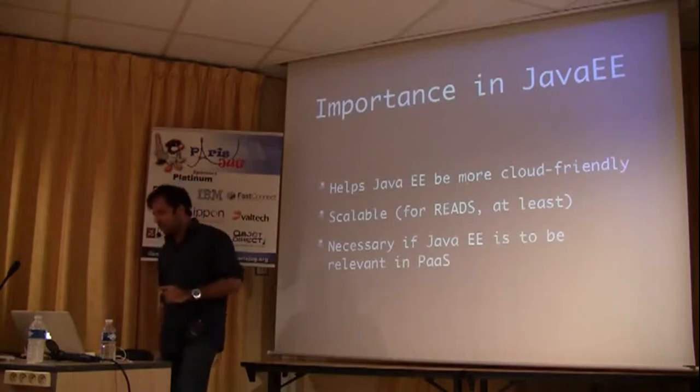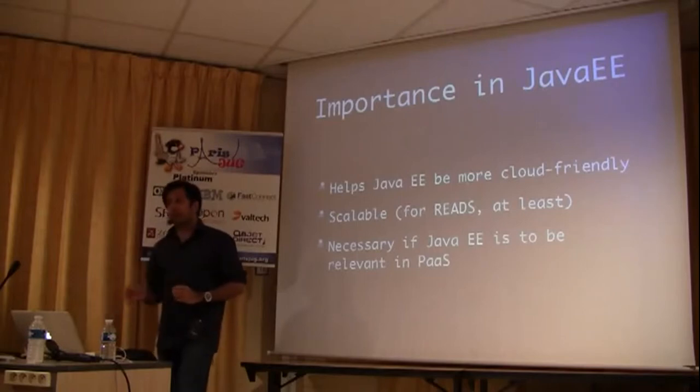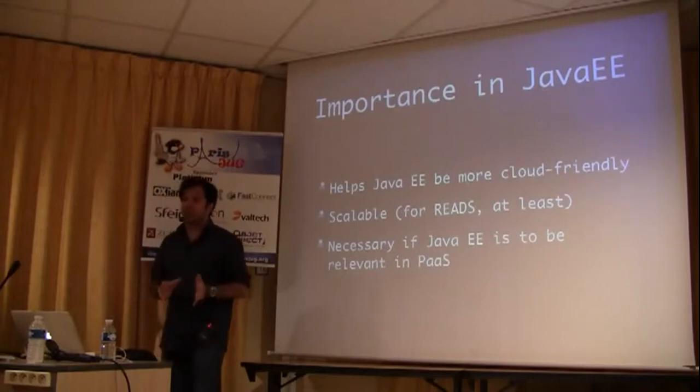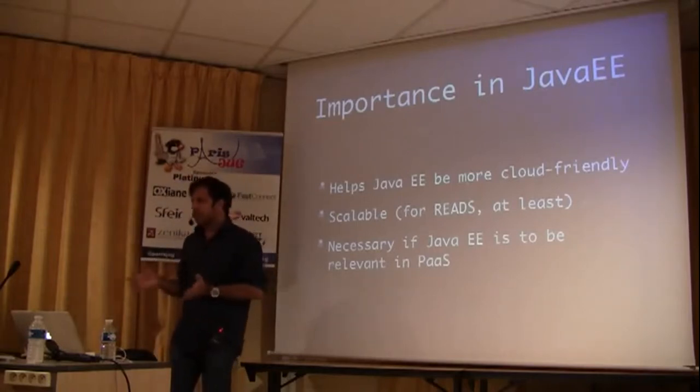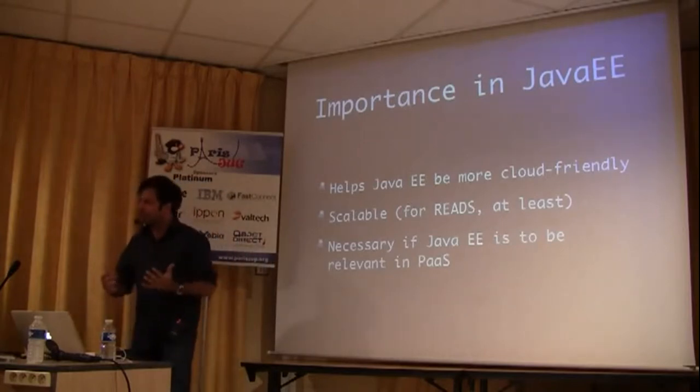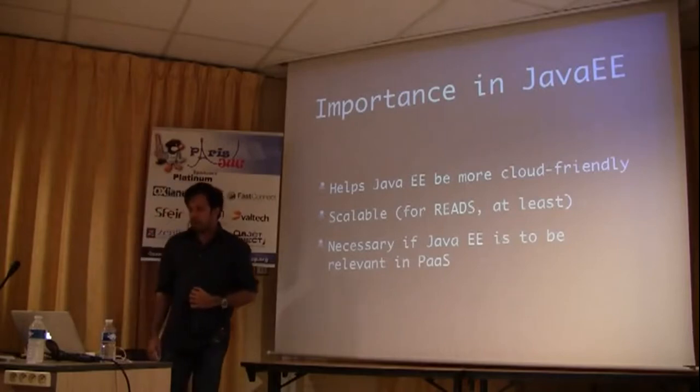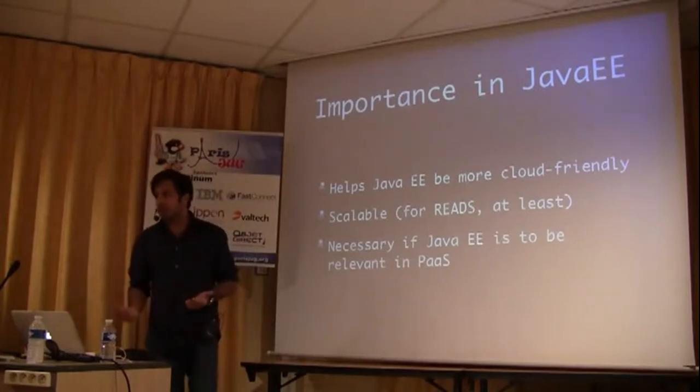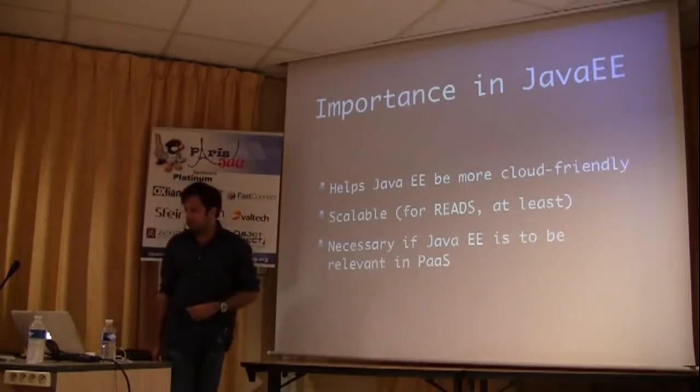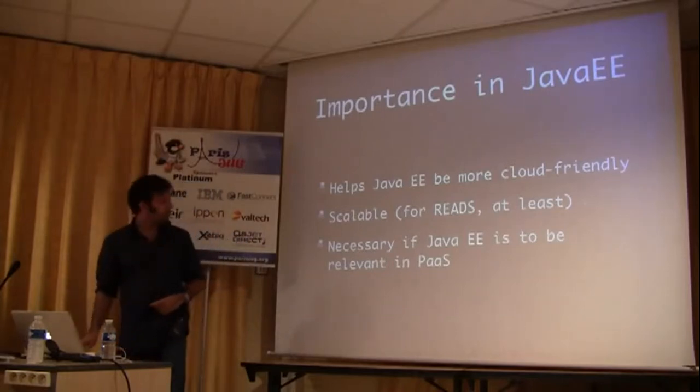Everyone had their new PaaS, right? They were coming up all over the place. Most of them were not Java-based PaaSes. A lot of them were based on Python, Ruby, PHP, and something else. So we figured we had to get Java modern enough to be useful in the PaaS. One of the things around that goal was to make it more scalable, and that's where JSR 107 comes in, at least for reads, anyway.